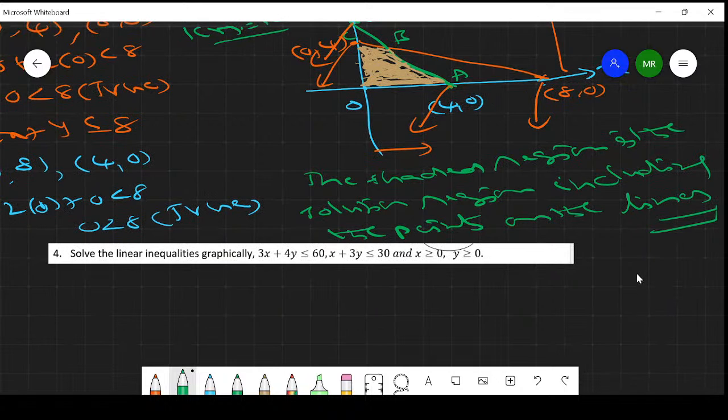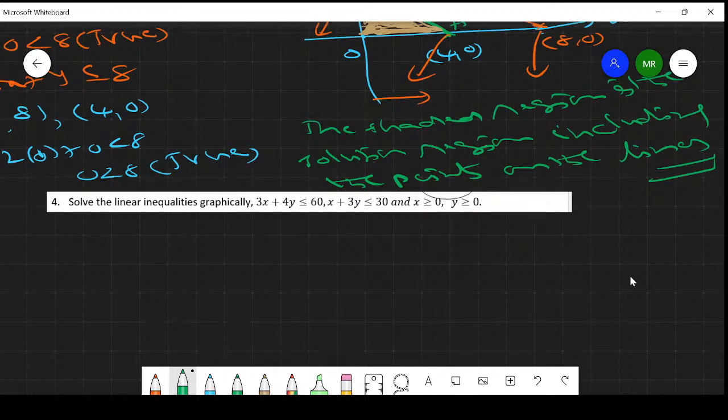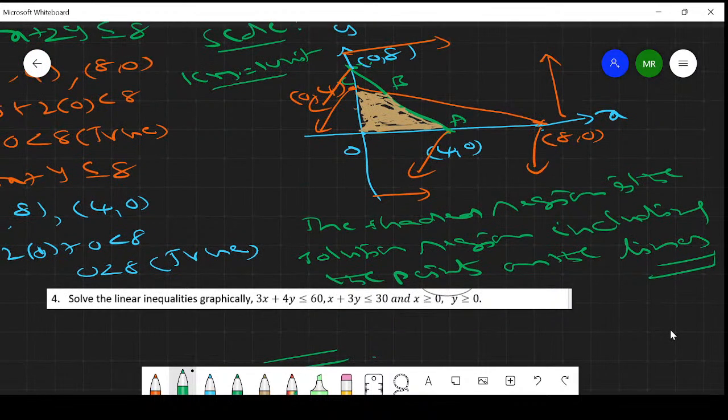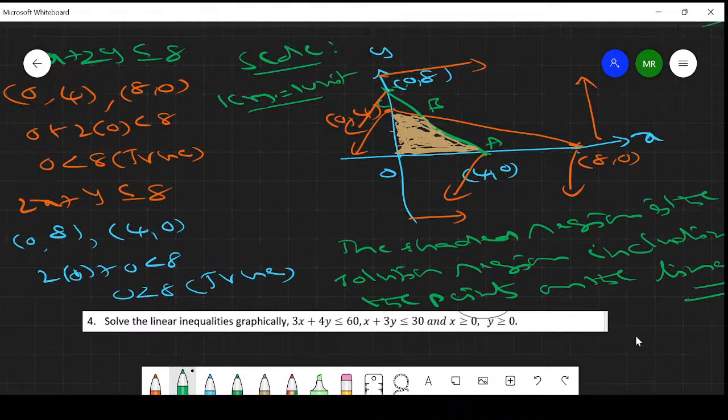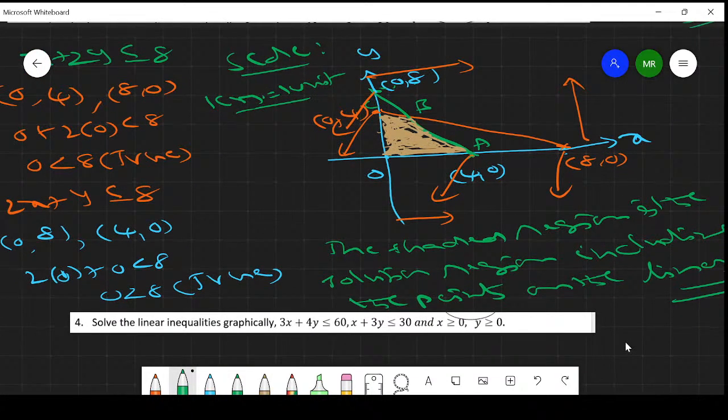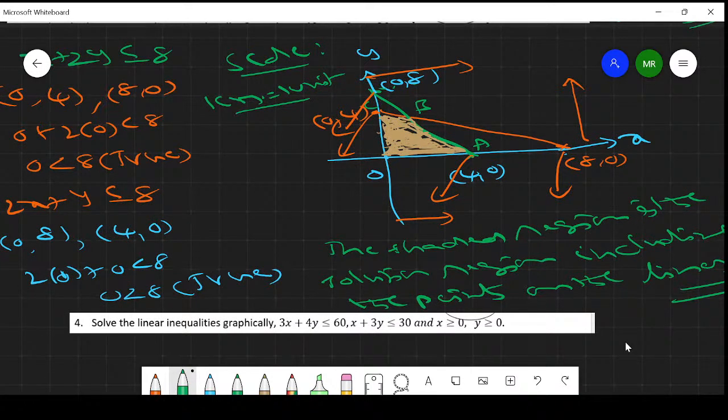I think you can try the fourth one similarly. Solve the linear inequalities graphically: 3x plus 4y less than or equal to 60, x plus 3y less than or equal to 30, x greater than or equal to 0, y greater than or equal to 0. Definitely they are going to ask this type of problem. You try this problem.